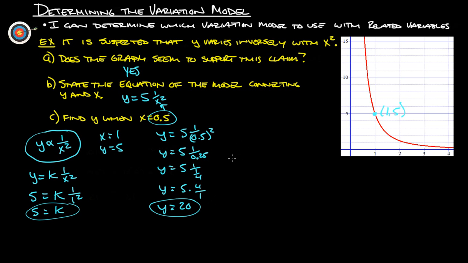So y would be 20 when x is 0.5. And if you double check on the graph, here's 0.5. If we go up here, there's 15. Way up right about here at 20, this is going to be 0.5 and 20 right there. So that at least matches up with what the graph is showing us.